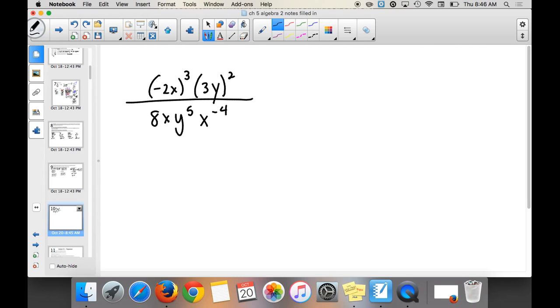All right, so when I have negative 2x all raised to the 3rd, I do negative 2x times negative 2x times negative 2x. Okay, so what am I going to get for just that part? Negative 2x times negative 2x times negative 2x. Not 16, close. Negative 8. So negative 8x cubed. All right, Jacob, how about the next one? 3y squared. 3y times itself. Oh, 9y squared. Uh-huh. And then I still have my 8x, y to the 5th, all over x to the negative 4.